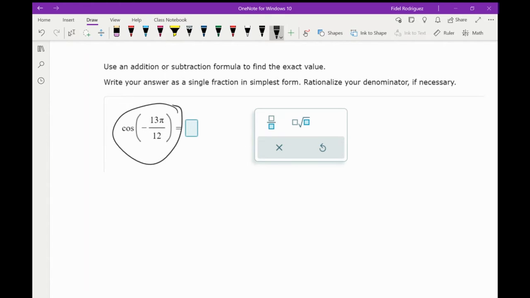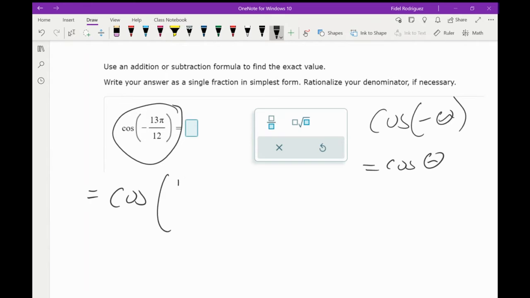One thing I want to point out, remember we talked about even and odd functions a little bit. There's a formula that says the cosine of negative theta is just equal to the cosine of theta. So I know that this piece here should be the same thing as the cosine of 13 pi over 12. And so the first thing I'm going to do, y'all, I'm going to take that 13 pi over 12 and convert it to degrees.